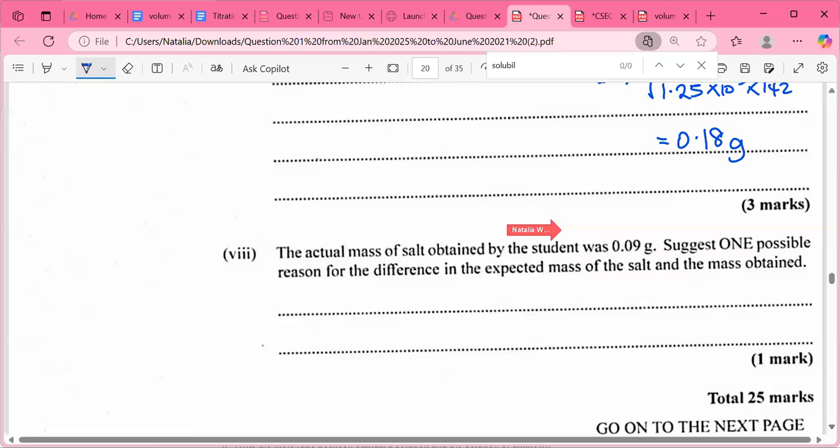The actual mass of salt obtained by the student was 0.9 grams. So theoretically, the student should have gotten 0.18 grams, but in practice they got 0.9 grams. So just one possible reason for the difference in the expected mass of the salt obtained: why is the mass less? Salt could have been lost during evaporation. During evaporation, salt crystals split, so the salt drops out of the solution.